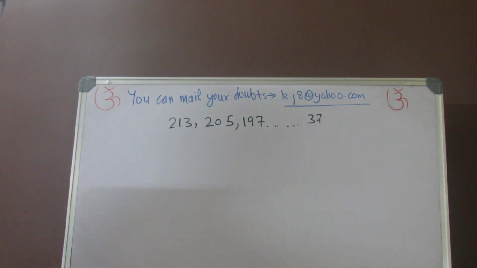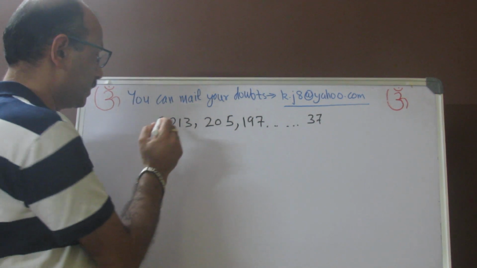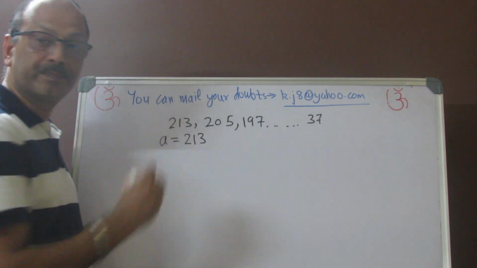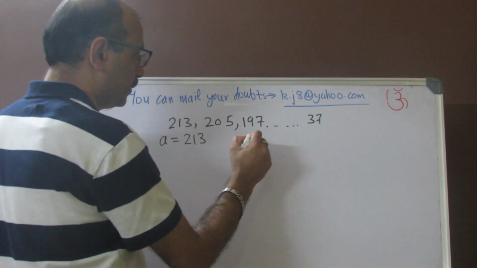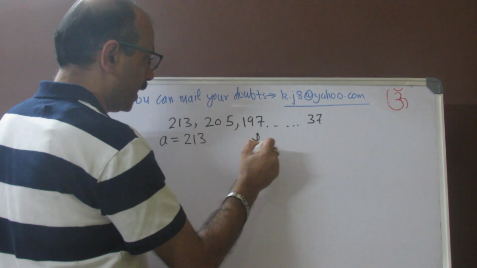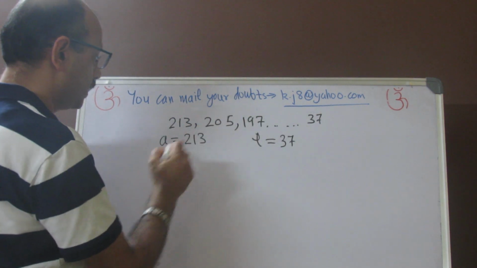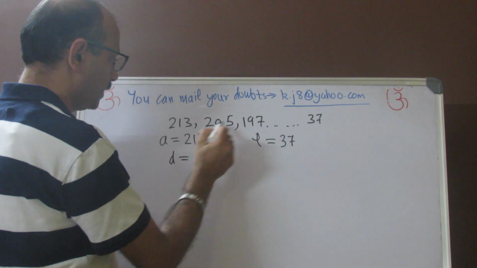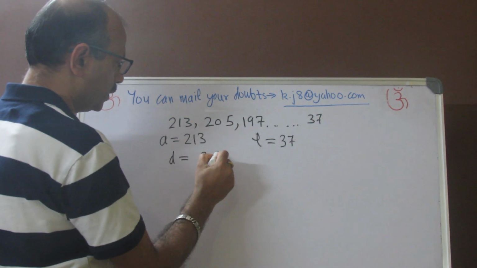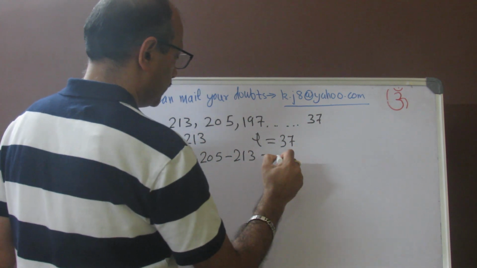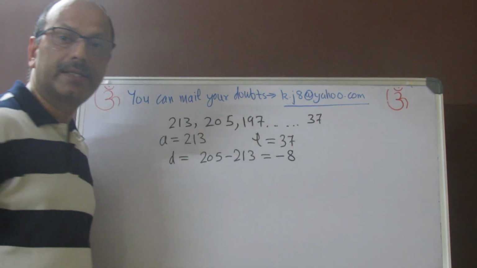Now what is the first term of the AP? It is 213. What is the last term of this AP? The last term L is 37. And what is the common difference? D is equal to 205 minus 213, which gives us minus 8.